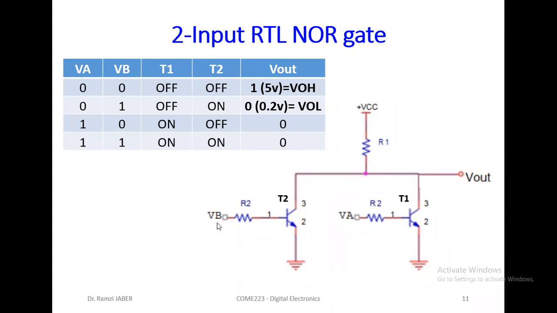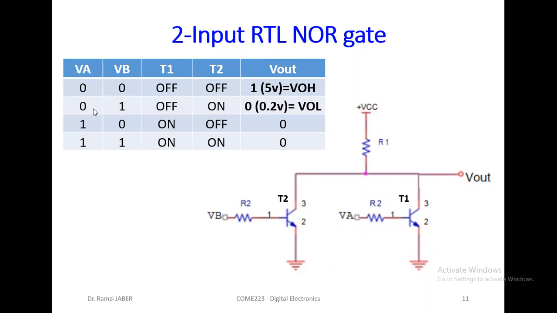So let's make the tracing. For A equal to 0 and B equal to 0, what happened? For 0 this transistor, 0 this transistor, two transistors are off. Okay, so because two transistors are off, Vout is directly connected to the VCC, and the resistor acts like a wire because no current inside it. So the output equals totally 5 volt, logic 1, equal V output high.